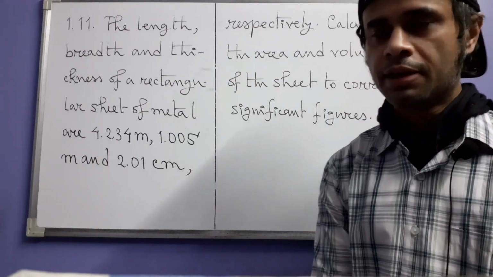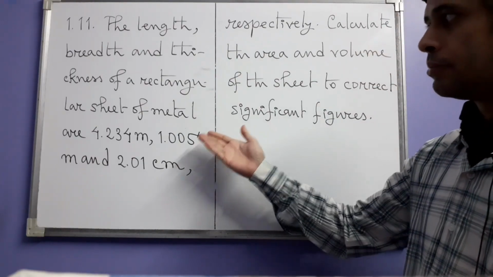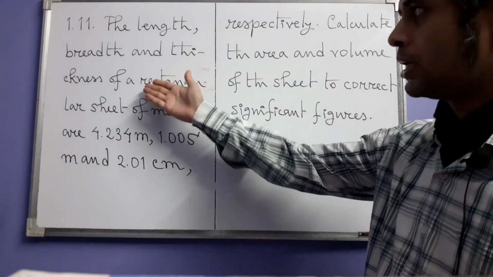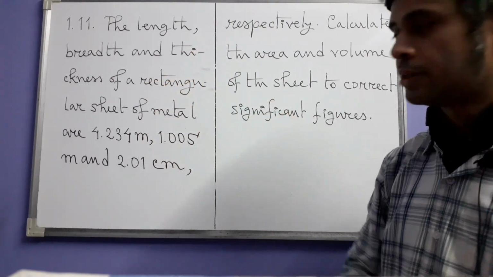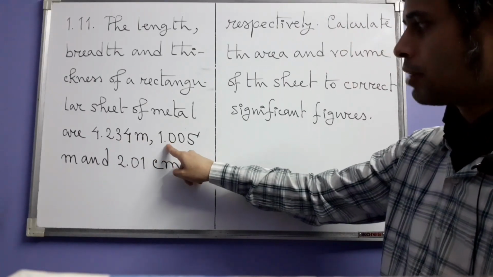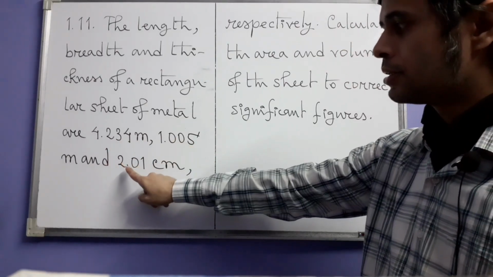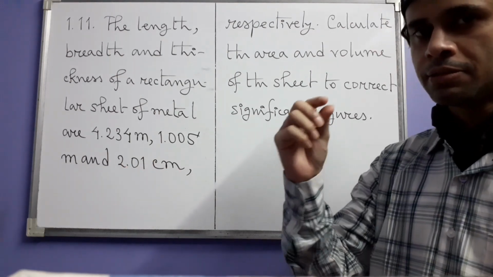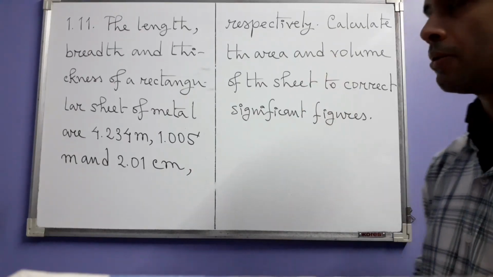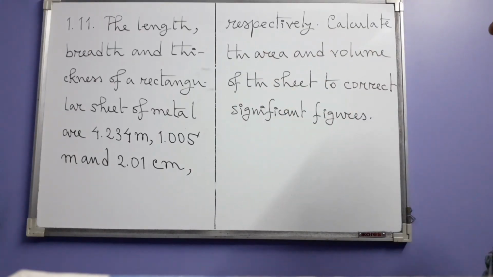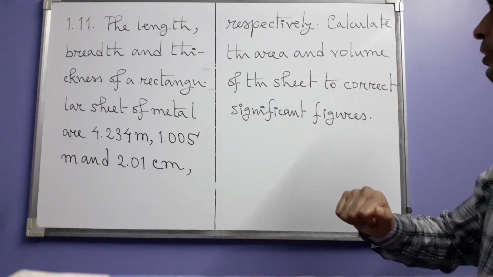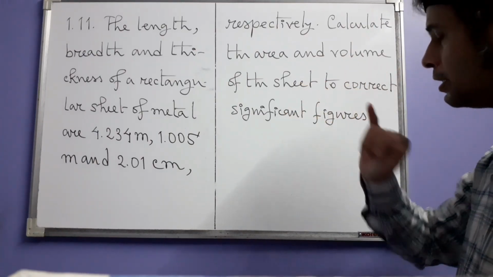Next we have number 11. Here a rectangular sheet of metal is given whose length, breadth and thickness are given. Length is 4.234 meter, breadth is 1.005 meter and thickness is 2.01 centimeter, which is much smaller than length and breadth. You can understand, it's a thin piece of metal. So we have to calculate the area and volume of this sheet of metal to correct significant figures.